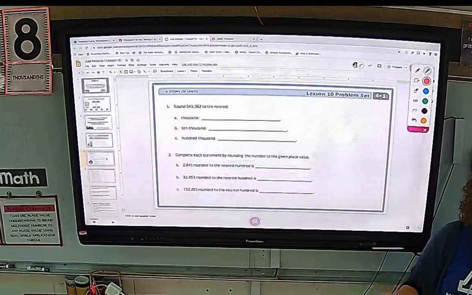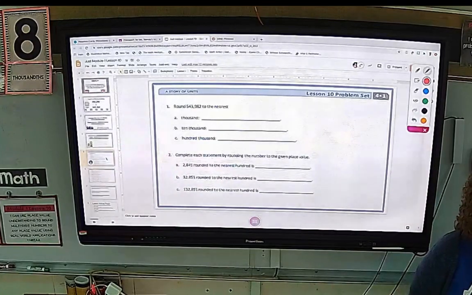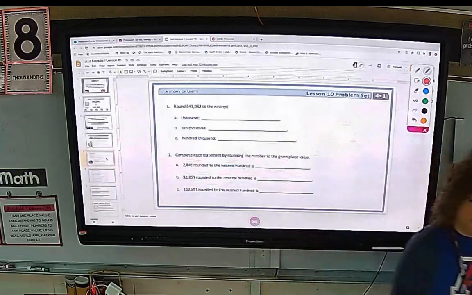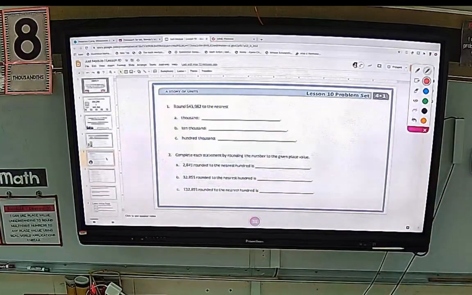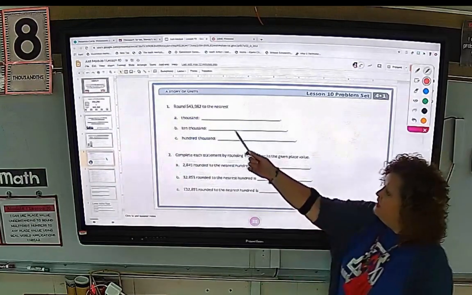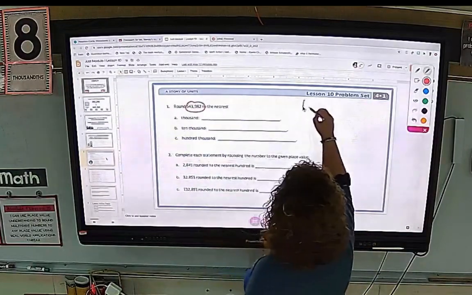Okay, I need your eyes up here. We're not putting anything away right now. I need your eyes up here, because for some reason, the way this is done in the book has always confused folks. I want to make sure we get what we're doing. Okay, let's lay everything down for just a second. This says round this number. I'll write it larger.